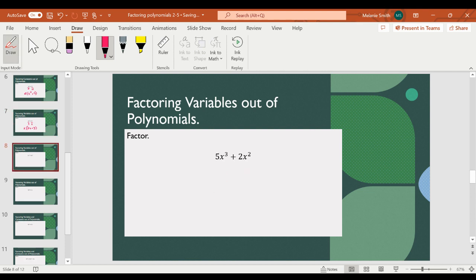So now if I do 5x cubed plus 2x squared, I can't divide 5 and 2 by the same number, but I can divide an x squared out of each of these things. So I'm going to pull the x squared to the outside of the parentheses. And that leaves me 5x. And then 2x squared divided by x squared is just going to be plus 2.